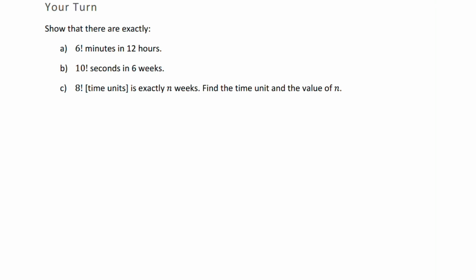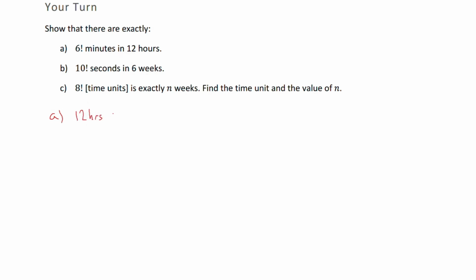This question gives us a nice little coincidence to do with factorials. There's nothing particularly mathematical about it. It's a nice coincidence. But let's have a look at it. So for A, we're trying to show that there are exactly 6 factorial minutes in 12 hours.